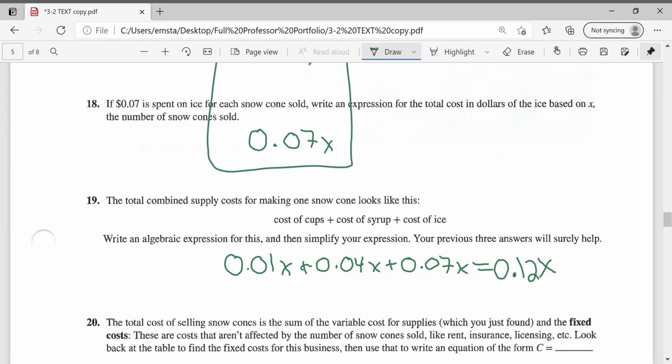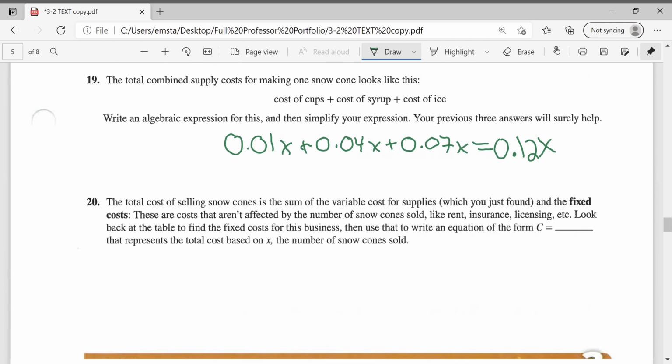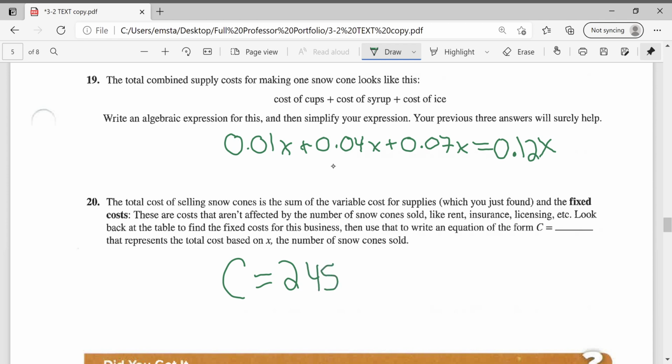So the last thing we want to do is number 20. It says the total cost of selling snow cones is the sum of the variable cost, which we just found, that 0.12x, and the fixed cost, which they gave us in the problem, which was $245. So the cost per snow cone is going to be that $245 that I'm paying regardless of how many I sell, plus 0.12x. In the group work, you'll explore more with the cost and revenue and profit equations.